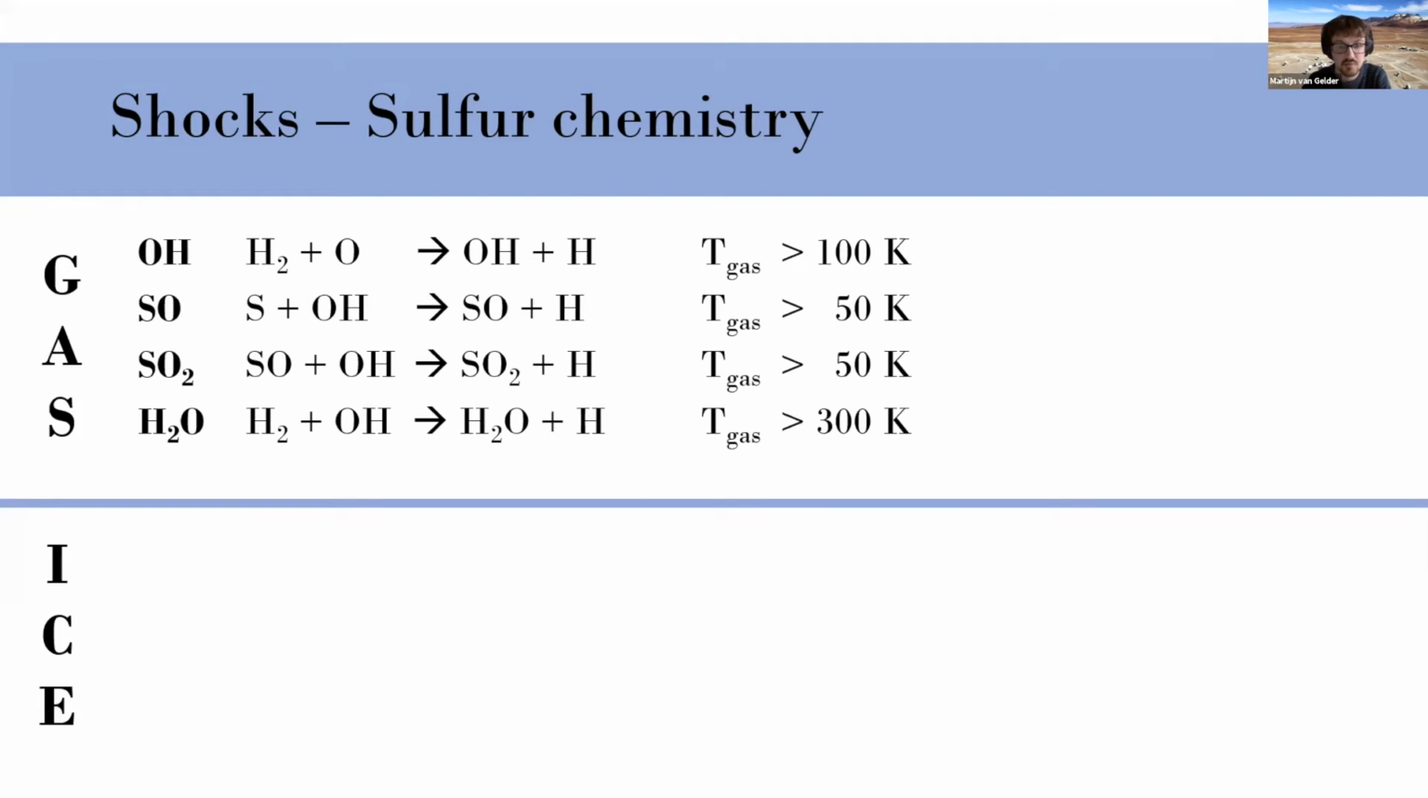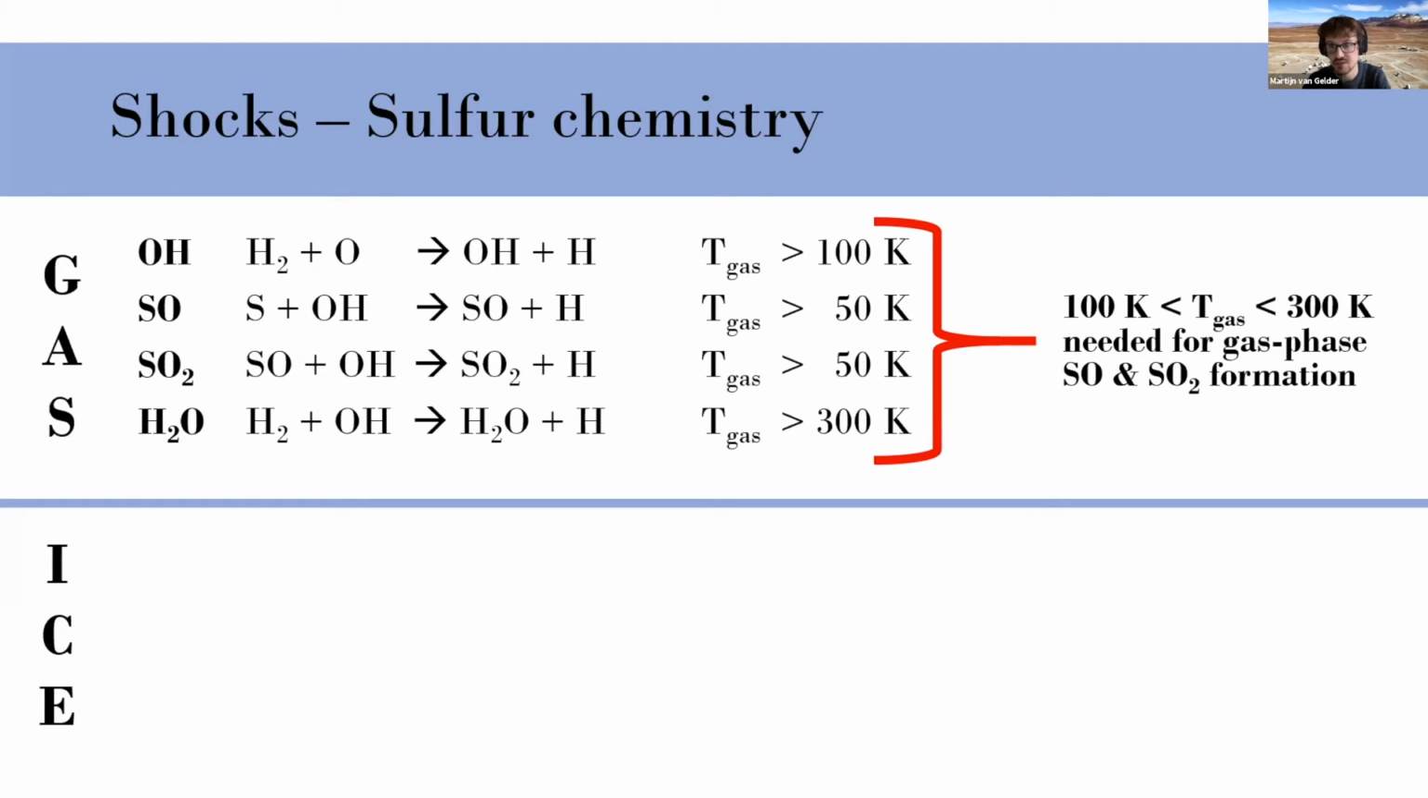Because the reaction for water starts at about 300 Kelvin, and that's from H2 with OH. And since H2 is so much more abundant than atomic sulfur, this reaction will immediately dominate. So following these reactions, you can suggest that between 100 and 300 Kelvin is about the right sweet spot of temperature for efficient gas phase formation of SO and SO2.